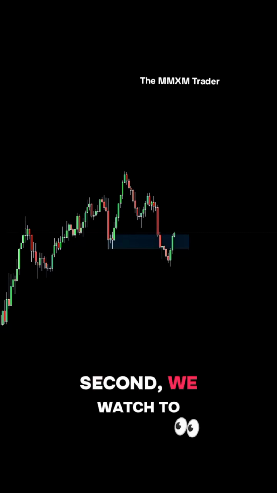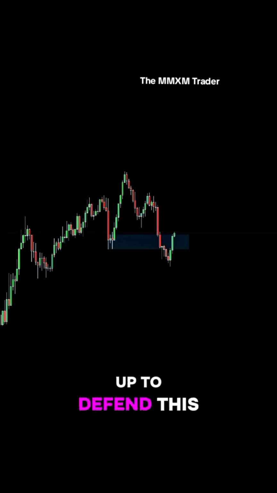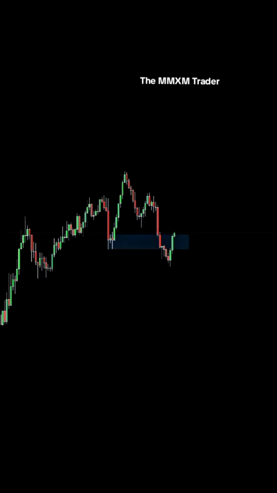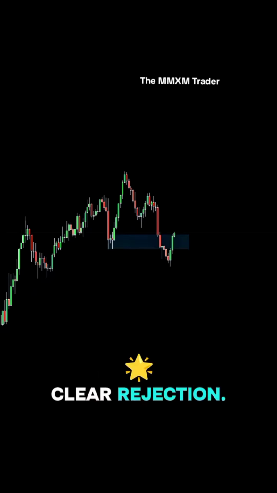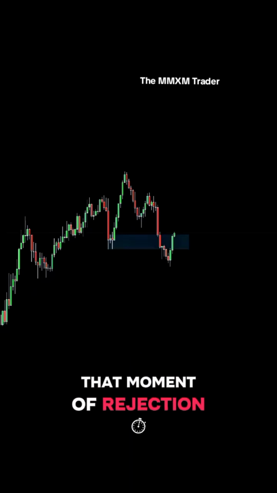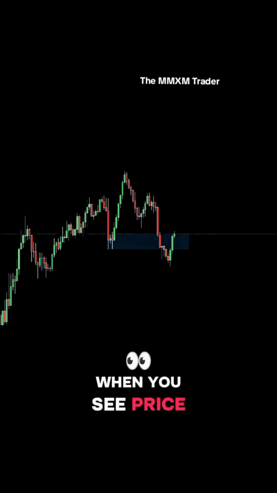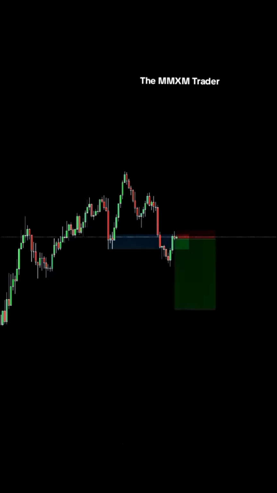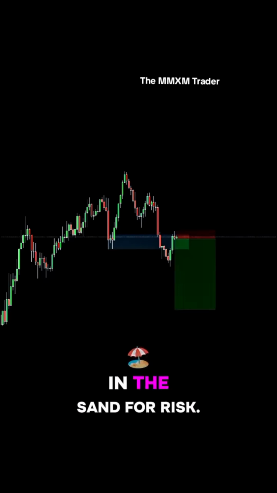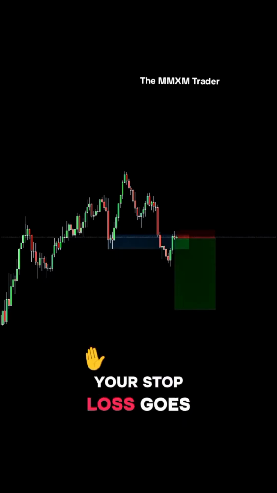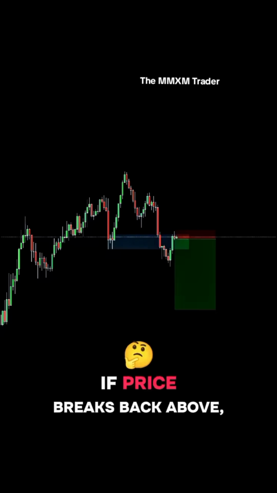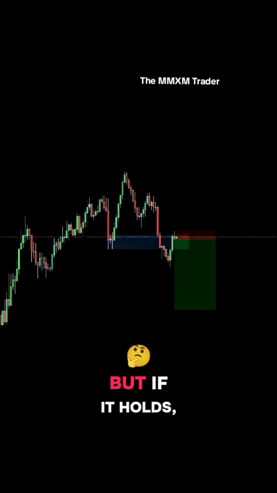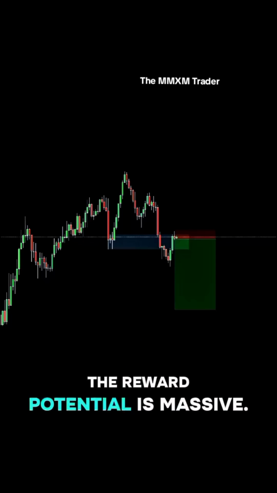Second, we watch to see if sellers show up to defend this new territory. We want to see that old support has flipped into new resistance. Third, we look for a clear rejection. That moment of rejection is everything. When you see price starting to reject the level with conviction, that's your short entry trigger. This setup also gives you a clear line in the sand for risk. Your stop loss goes just above that retest level. If price breaks back above, the thesis is wrong, and we get out. But if it holds, the reward potential is massive.